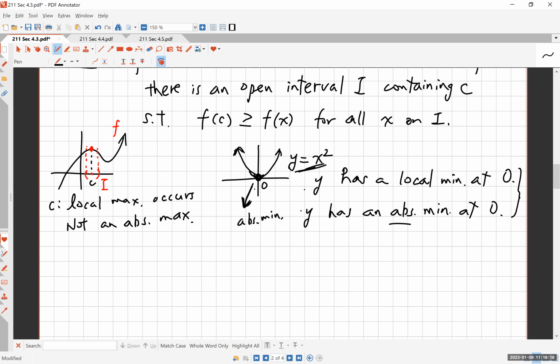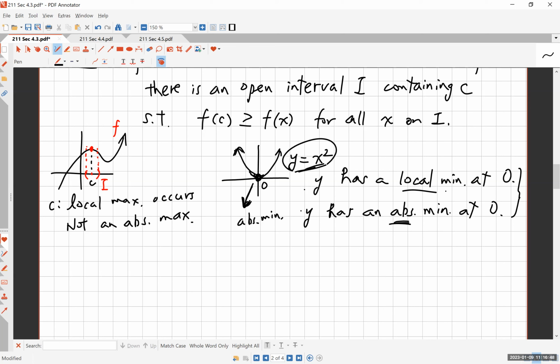And the answer is yes, right? This is definitely the lowest point. It is absolutely the lowest point. The least value of y occurs right here at 0. And that least value happens to be 0. So it is correct to say that this function has an absolute minimum, which is 0, at x equal to 0. Okay, so the absolute minimum of y is 0, which occurs when x is equal to 0.